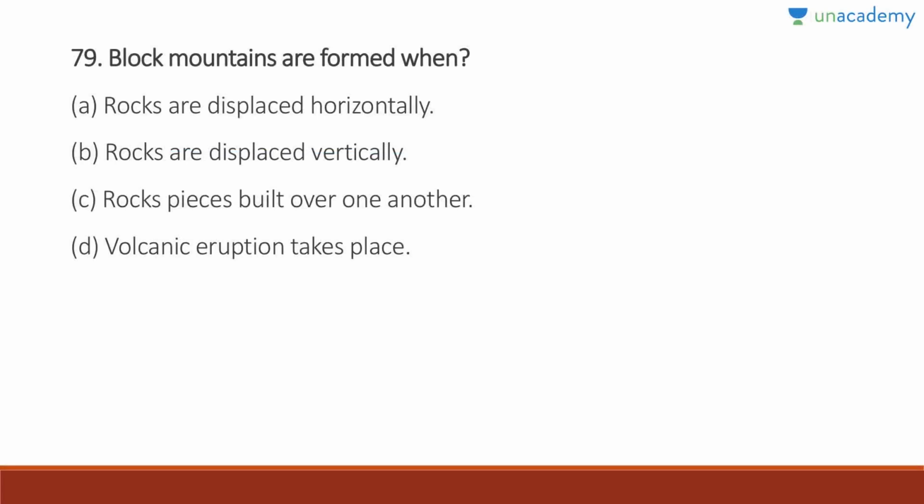Block mountains are formed when the rocks are displaced vertically. When vertical displacement of rock happens, then you have the block mountains. So answer here is B, rocks are displaced vertically.